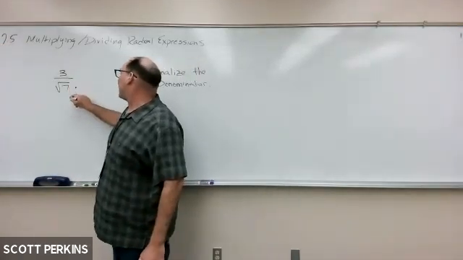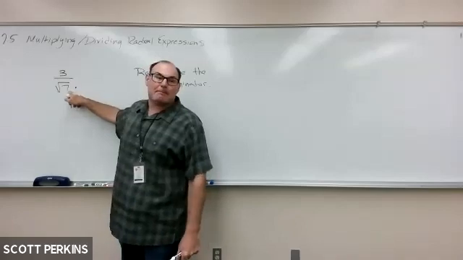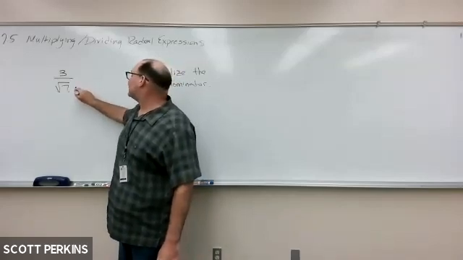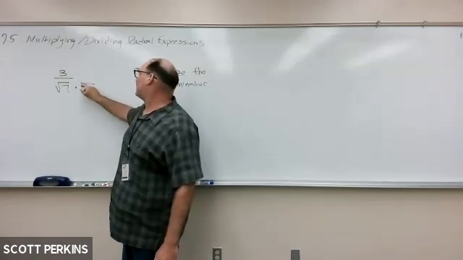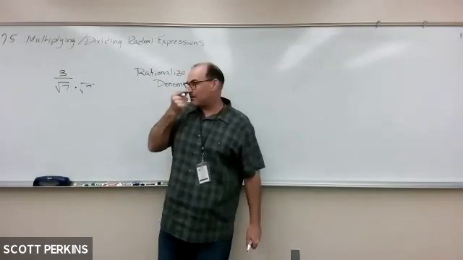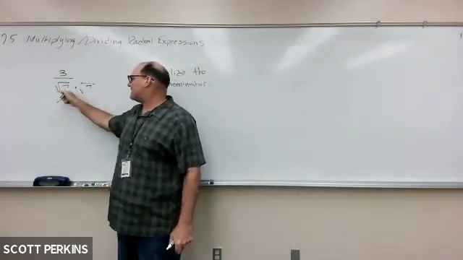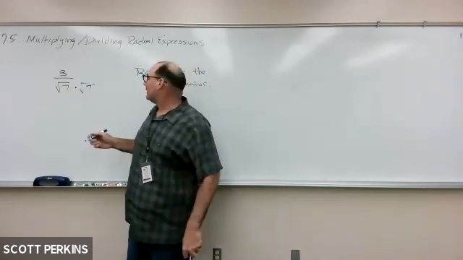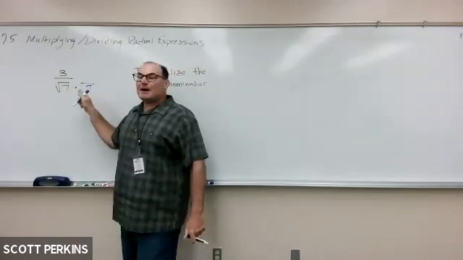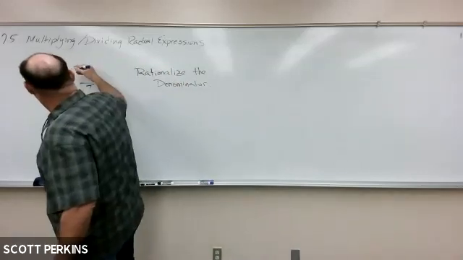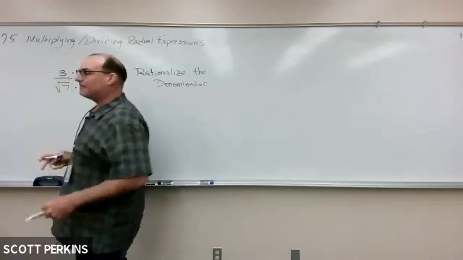You're going to multiply by something that gives me a perfect square under the radical. And in this case, that is going to be the square root of 7. The reason I'm picking the square root of 7 is because 7 times 7, that's going to give me 49 underneath the radical. When I multiply the denominator of a fraction by something, I have to multiply the numerator by the same thing. So I'm going to multiply the top by the square root of 7.